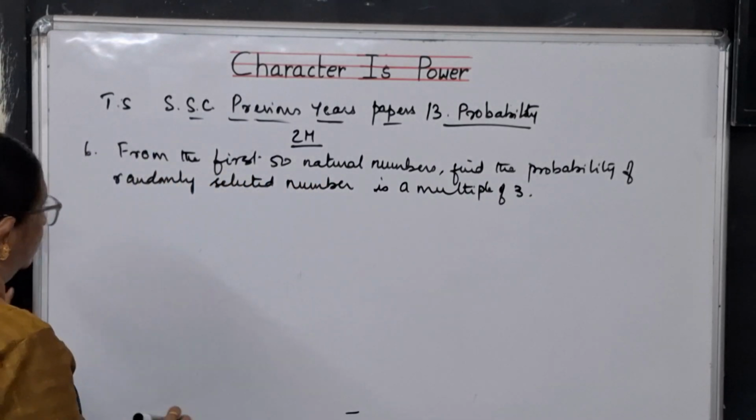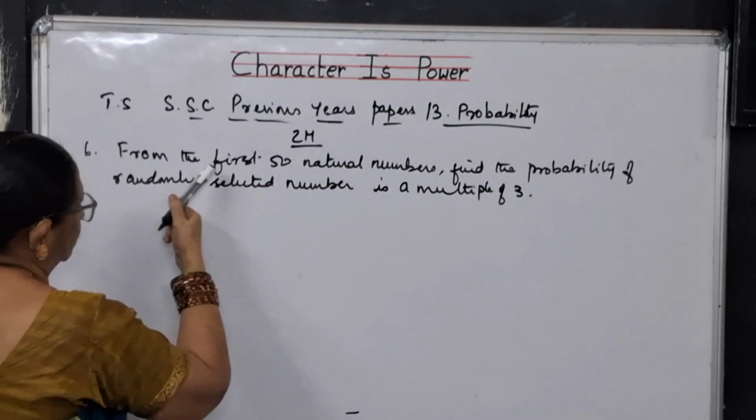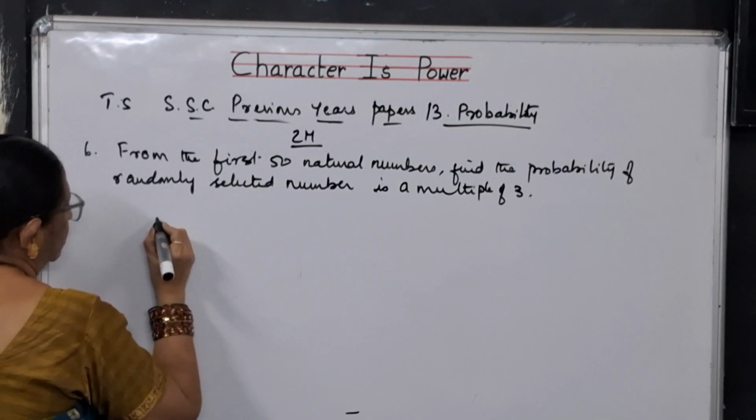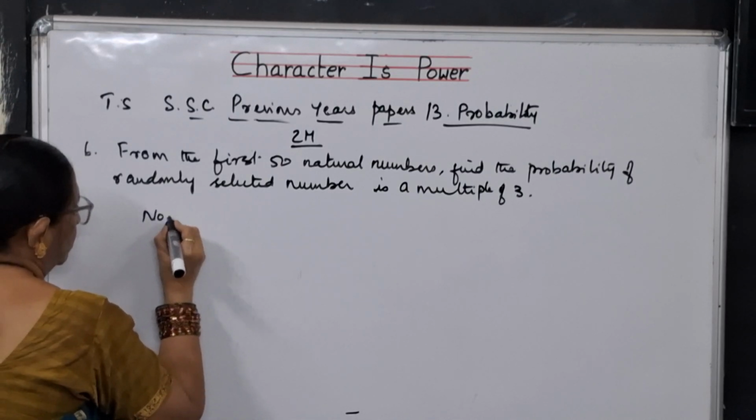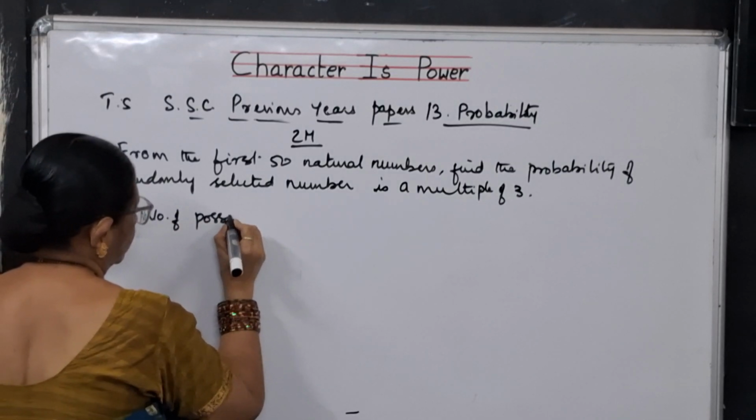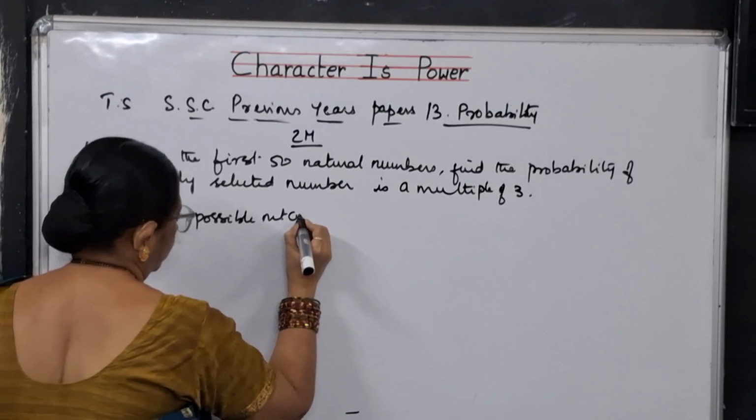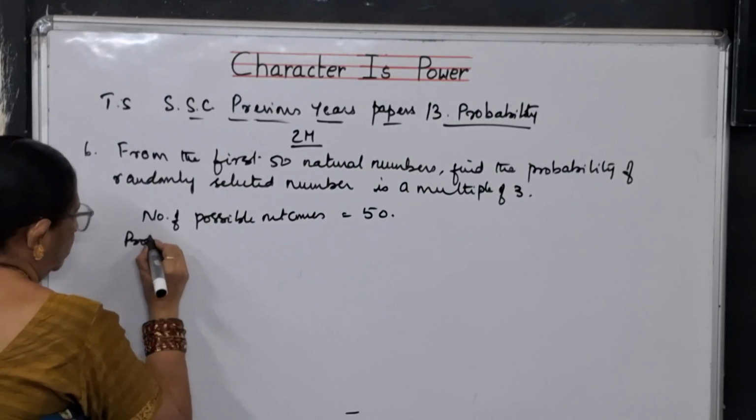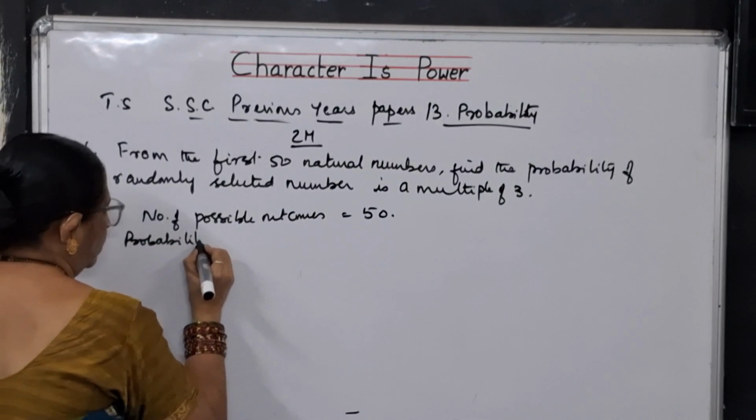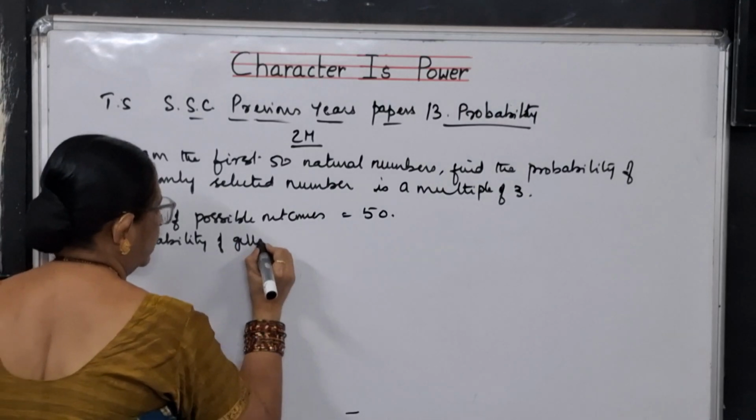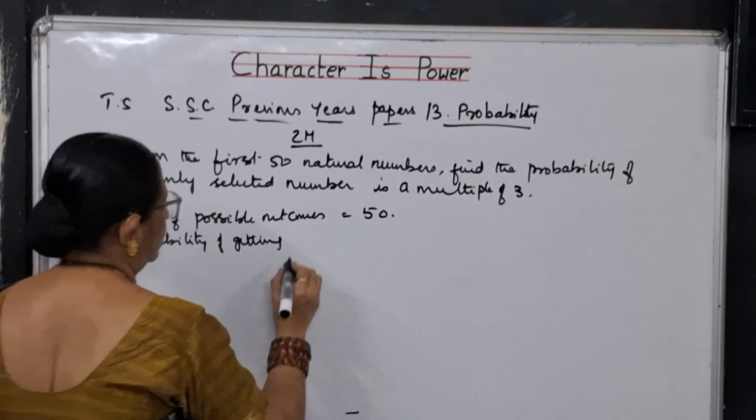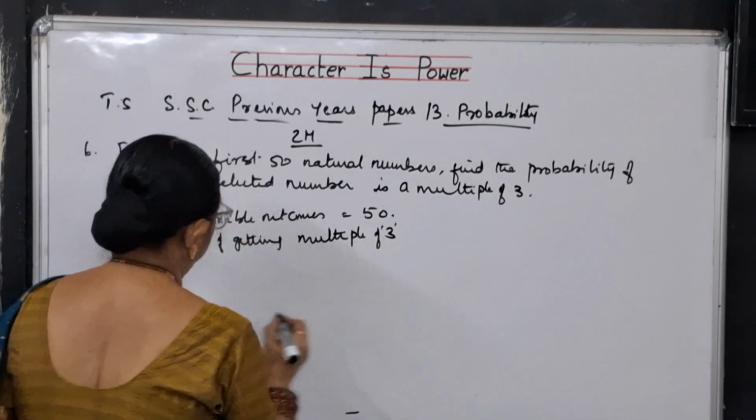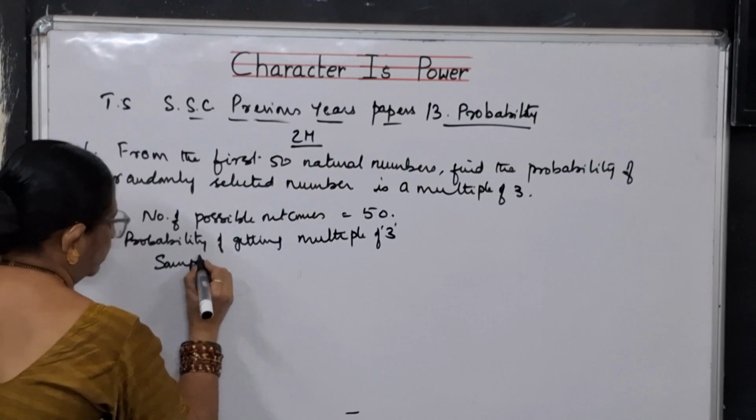Now the question is first 50 natural numbers. So what you can say, number of possible outcomes are 50. Now what do you want? Probability of getting, what do you want? Multiple of 3. So for this, let me write the sample space.